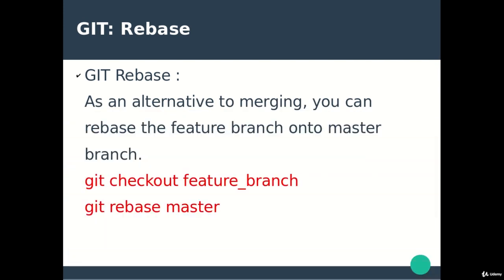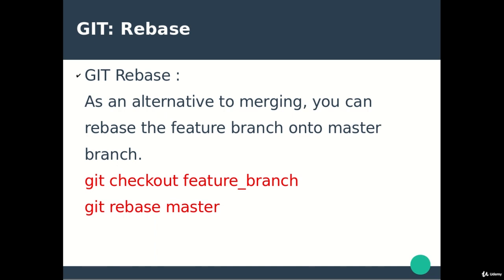So what is Git rebase? Basically, Git rebase is an alternative to merging. You can rebase the feature branch onto the master branch, right? Definitely we were merging the feature branch with the master branch. In the same way, we can rebase the feature branch onto the master branch.